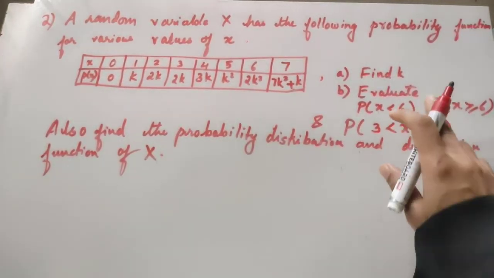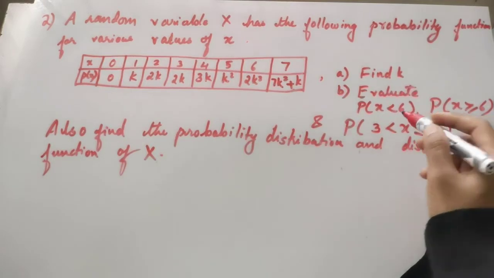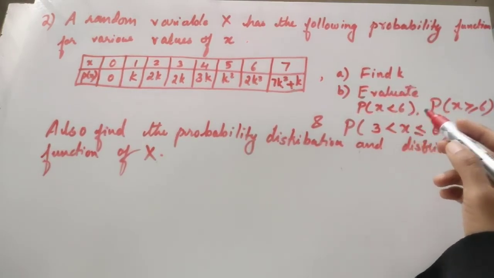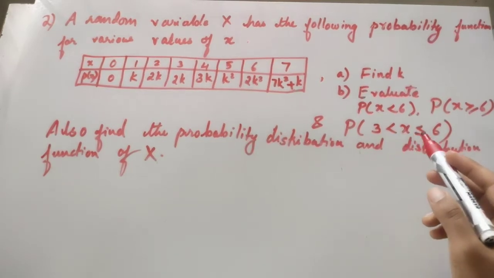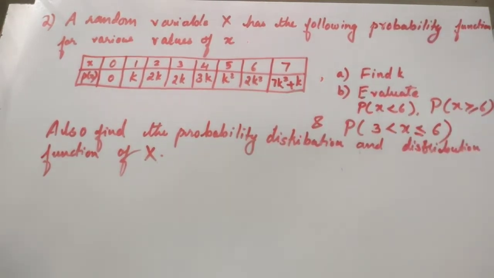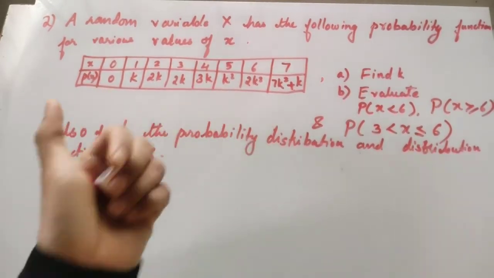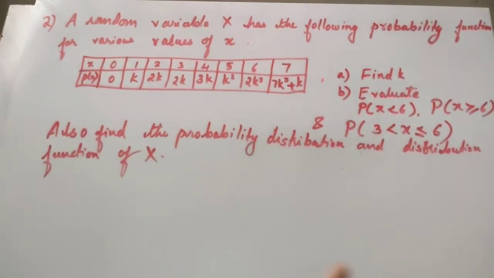You have to first of all find the value of k, and evaluate P of X less than 6, P of X greater than or equal to 6, and P of 3 less than X less than or equal to 6. Also find the probability distribution and the distribution function of X. So you have to find the value of k and substitute it to get the probability distribution. After that, the distribution function of X means the cumulative distribution function, and you also have to work out all these three probabilities.